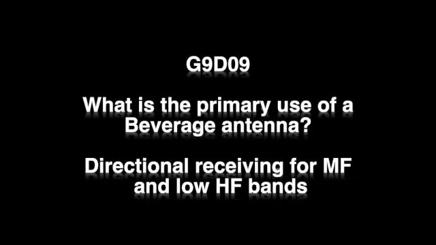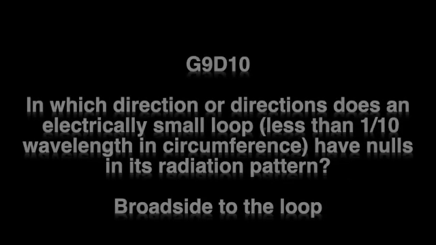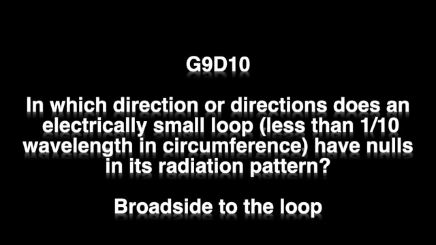G9D09. What is the primary use of a beverage antenna? Directional receiving for MF and low HF bands. G9D10. In which direction or directions does an electrically small loop, less than 1/10 wavelength in circumference, have nulls in its radiation pattern? Broadside to the loop.